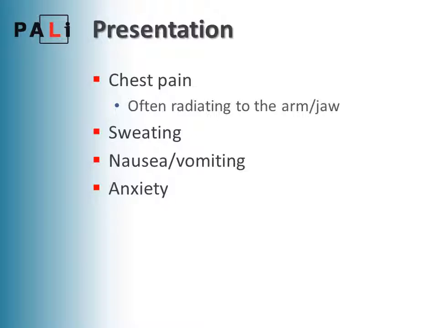The classic presentation of ACS is of central crushing chest pain that may radiate to the arm or jaw. The patient may be sweating, may be nauseous, and will probably be feeling pretty anxious.